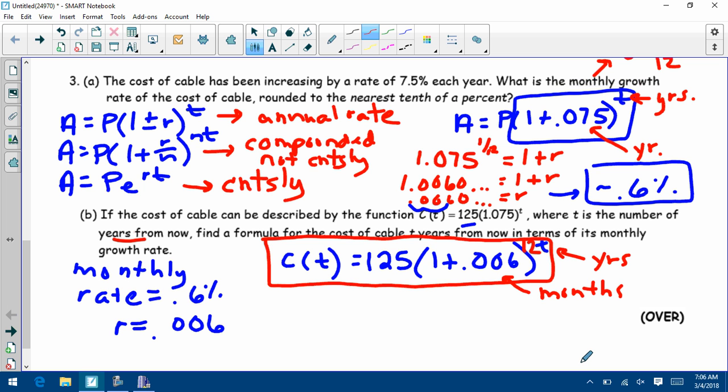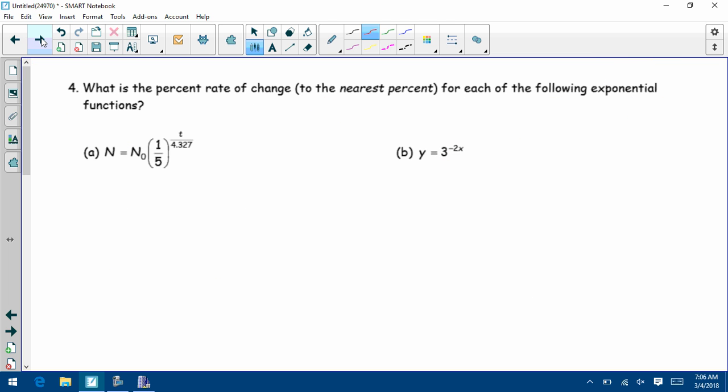Okay. Over on the back, last part for this sheet. Here we go. What is the percent rate of change to the nearest percent for each of the following exponential functions? So we want the percent rate of change. We're looking for R. This is where I have to figure out, okay, my equation, A equals P times 1 plus R to the T.